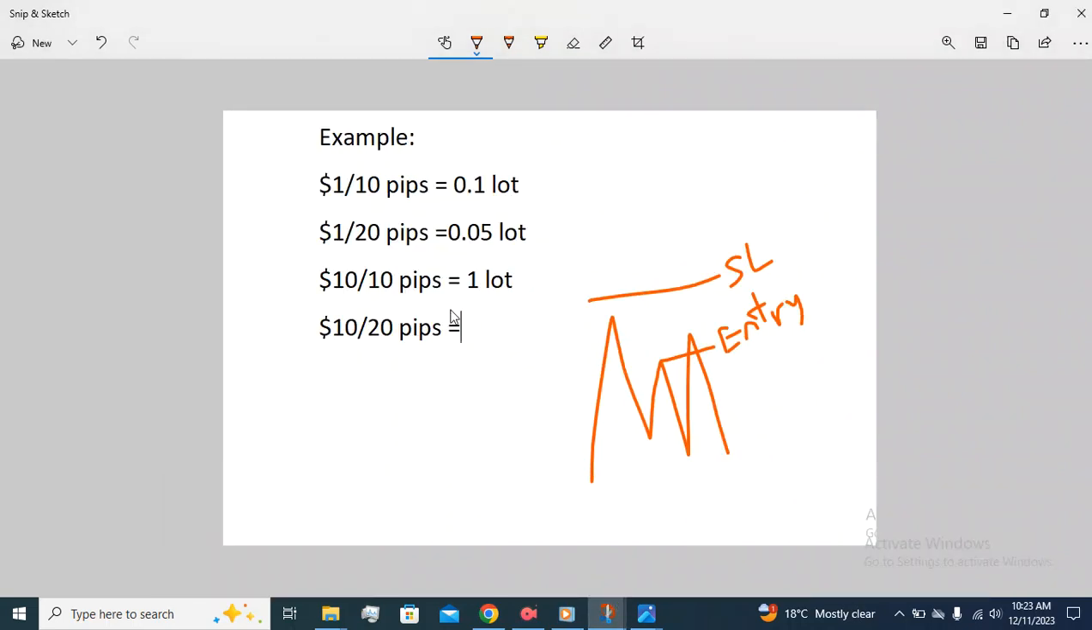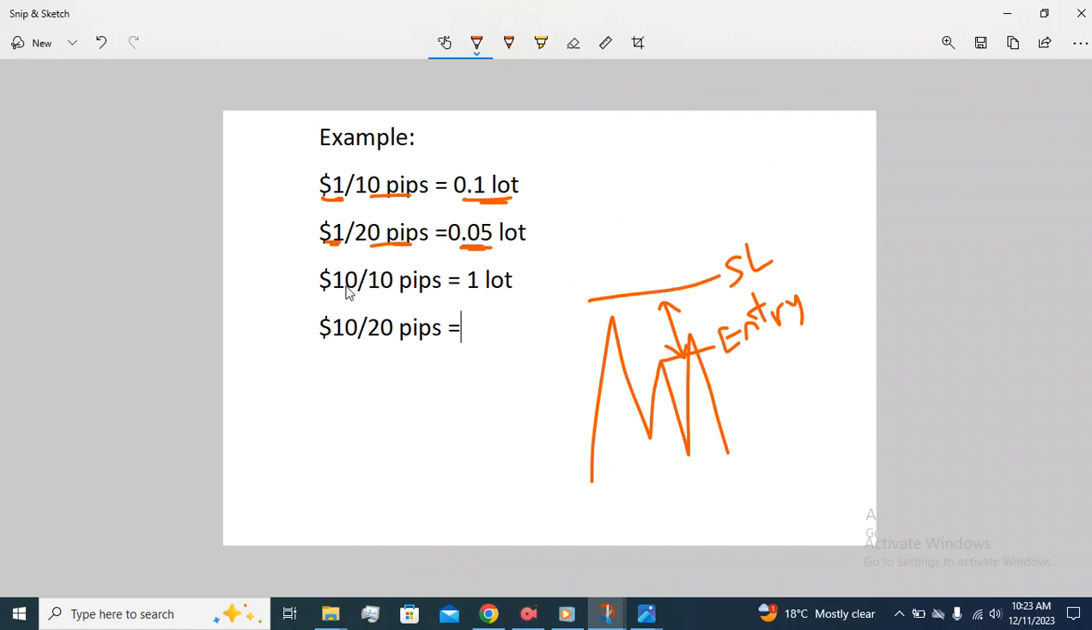This is an example. If you're willing to lose $1, and the distance between your entry and stop loss is 10 pips, then 1 divided by 10 means you'll use a lot size of 0.1. If you're willing to lose $1 again, and the distance between your entry and stop loss is 20 pips, then you use a lot size of 0.05. That is 1 divided by 20.